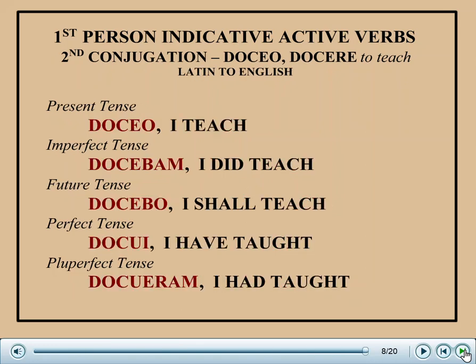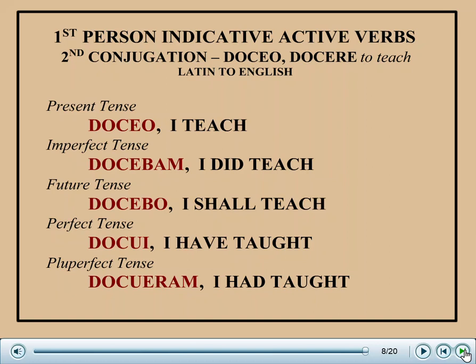And now from Latin to English. First person indicative active verbs for the second conjugation verb doceo, docere, to teach. In the present tense, doceo, I teach. Imperfect tense, docebam, I did teach.